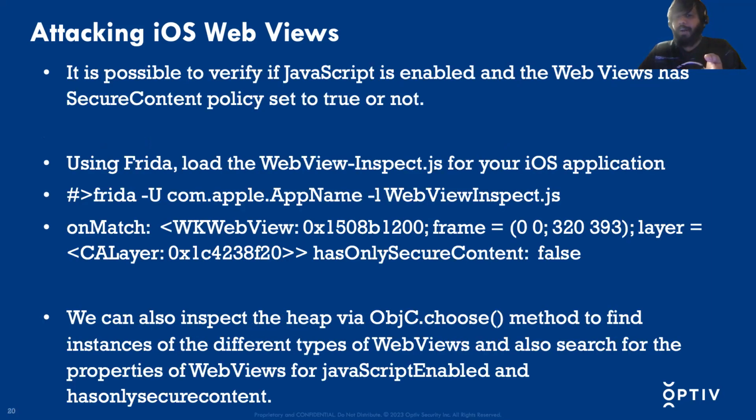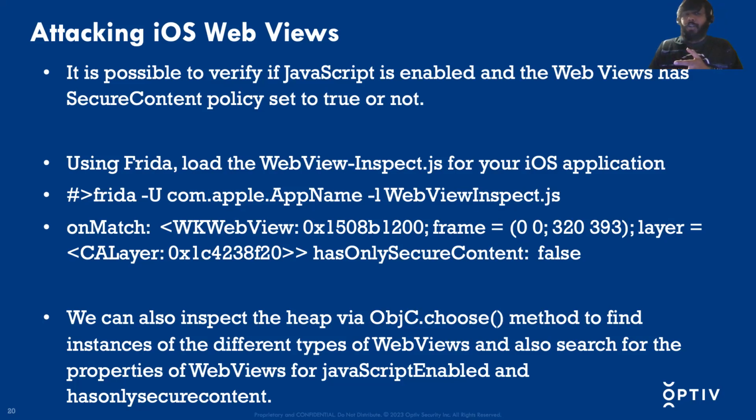It is possible to verify whether JavaScript is enabled and whether the web view has the secure content policy set to true. Developers must pay attention to two things: JavaScript execution and secure content policy. If JavaScript execution is enabled, your web view is going to execute JavaScript. There are scenarios where you need to execute JavaScript to perform specific tasks. However, you can also control that environment so the attacker cannot execute any malicious JavaScript other than the allowed JavaScript.